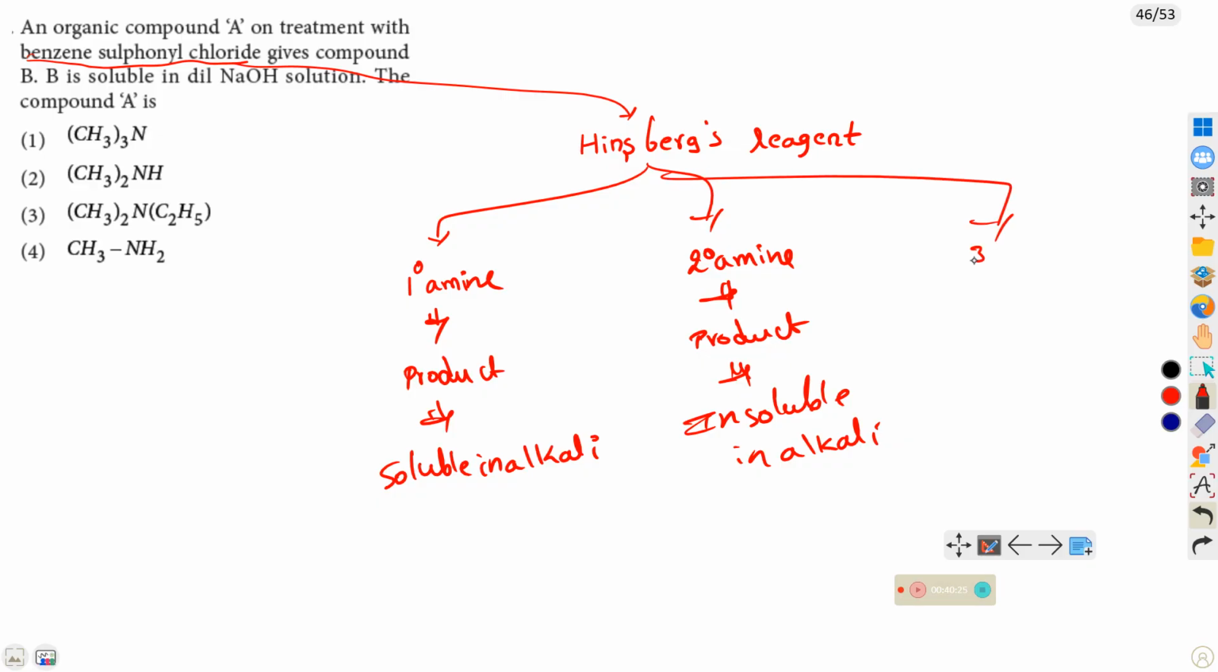3 degree amine, no product. So, if the product is soluble in alkali, the amine must be 1 degree. 1 degree amines give products only soluble in alkali. So, correct answer is the fourth option.